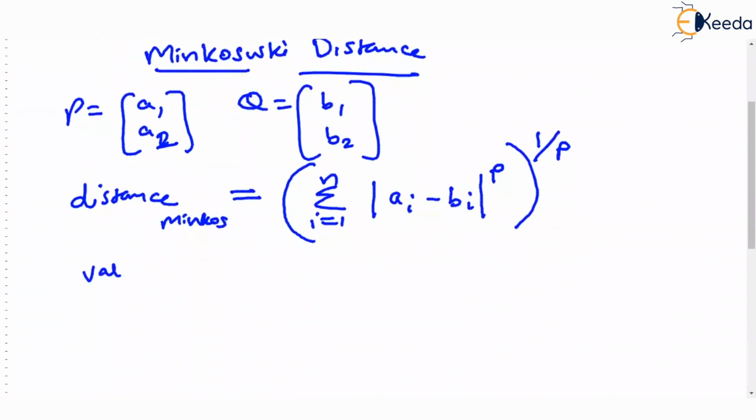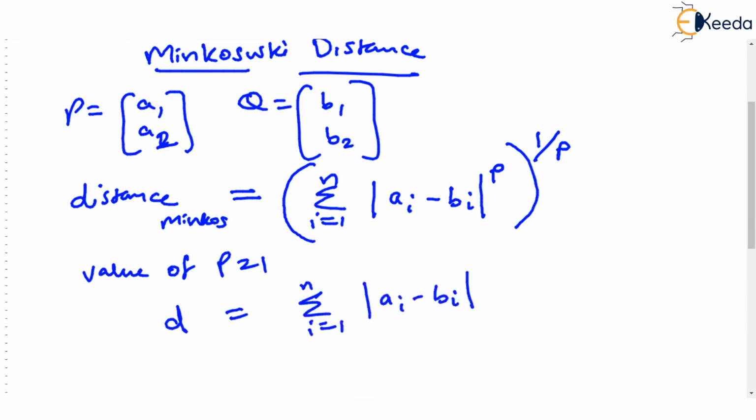So what if I keep the value of P as 1? Then the distance becomes summation of i equal to 1 to n, absolute value of ai minus bi raised to 1, because P is 1. So why write it raised to 1? The whole thing raised to 1 by 1 is just raised to 1. This is nothing but the Manhattan formula, Manhattan distance. Take the absolute value of the subtraction and simply add those absolute values of the differences.